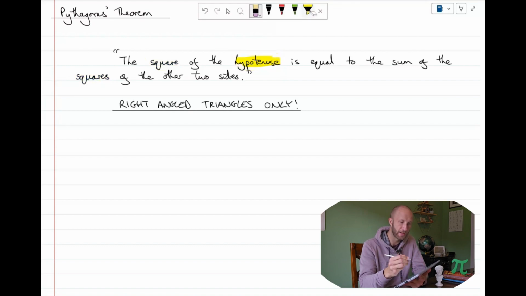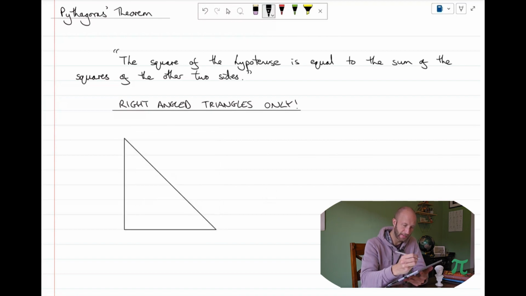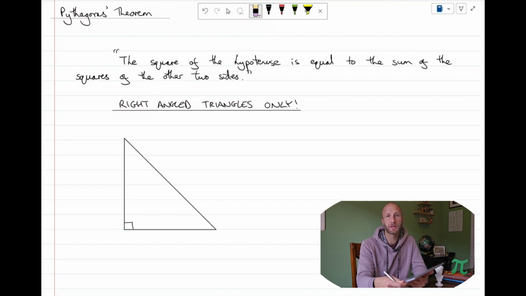So the first thing we're going to look at is the hypotenuse. The hypotenuse is the longest side of a right angle triangle. So first of all, I'm going to draw myself a right angle triangle, hopefully with the help of this program. To indicate it's a right angle, I put a little square in the bottom corner like this. That means that it's 90 degrees. Pythagoras' theorem only works in right angle triangles, so it's really important that that right angle's there. As soon as we see right angle triangles, we can use Pythagoras' theorem.